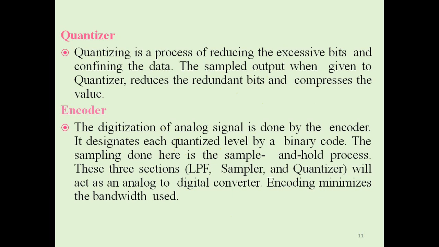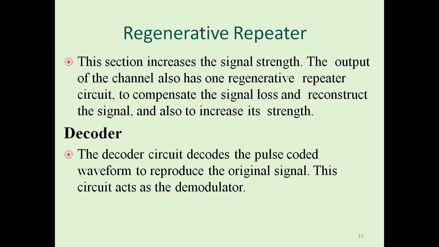Here is the sample and hold process. These three sections, the low pass filter, sampler and quantizer, act as an analog to digital converter, and encoding minimizes the bandwidth used.